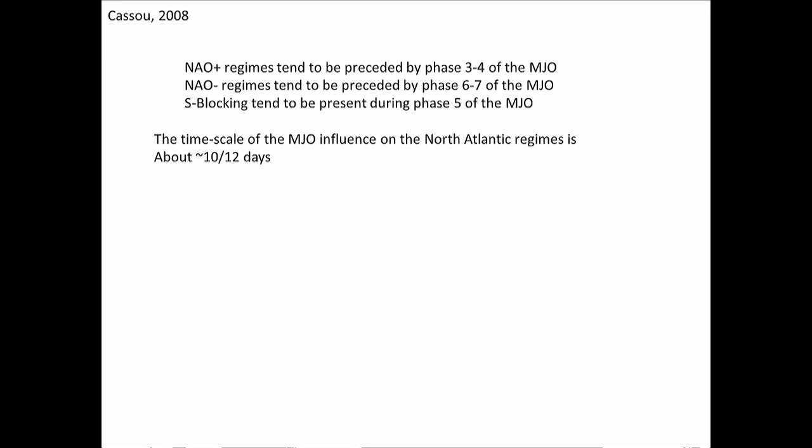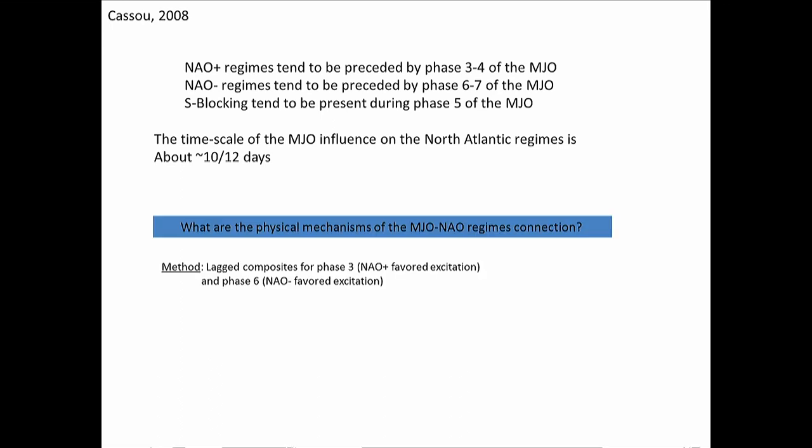According to Christophe Cassou, generally the positive North Atlantic Oscillation regimes tend to be preceded by phase 3 or 4 of the MJO. On the other hand, the negative oscillation tends to be preceded by phase 6 or 7 of the MJO. And the Scandinavian blocking tends to be present during phase 5 of the MJO. There is a time scale of the MJO influence which is about 10 to 12 days. So there is a lagged influence of different phases of the MJO on the weather regimes over our region.